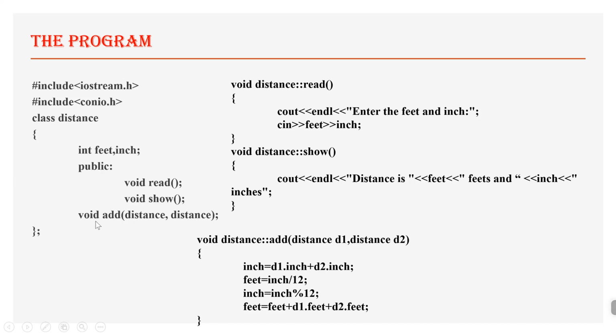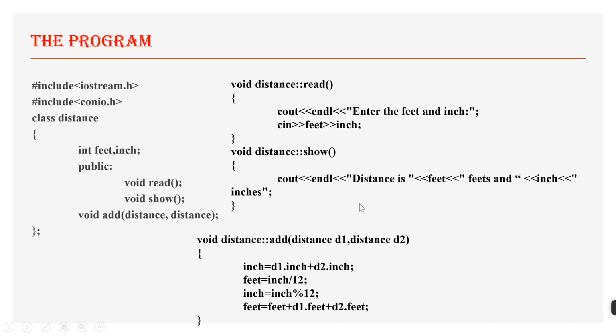Now I'm adding the two distances. Please look here: I'm passing parameters of type distance and distance. What is distance? Distance is a class. So I am passing two objects of the class distance from the main program. This is the main thing we need to know. This is declared inside the class.